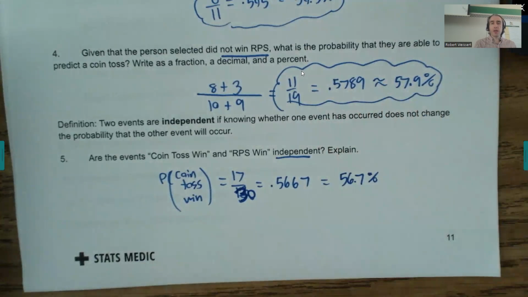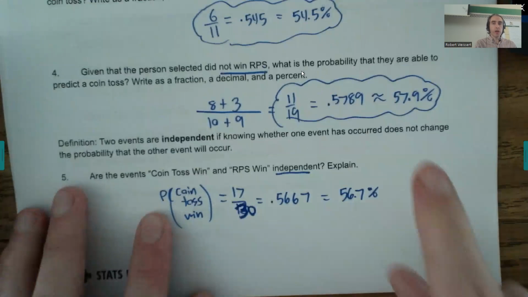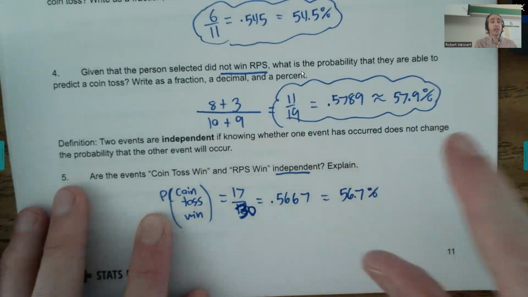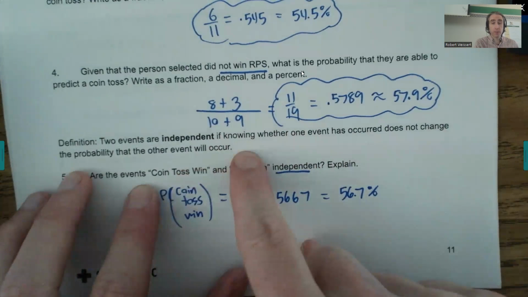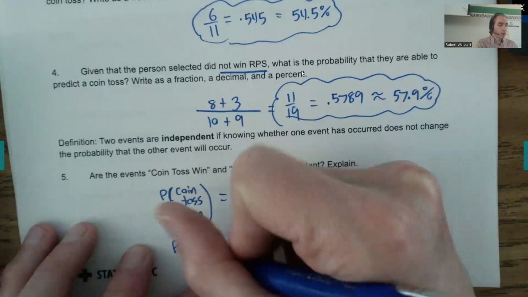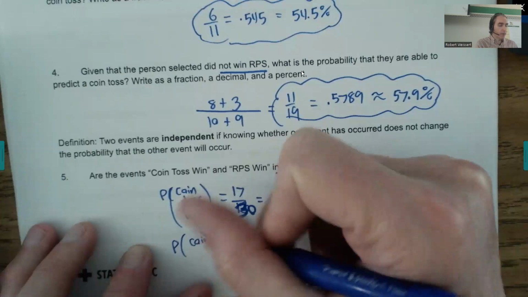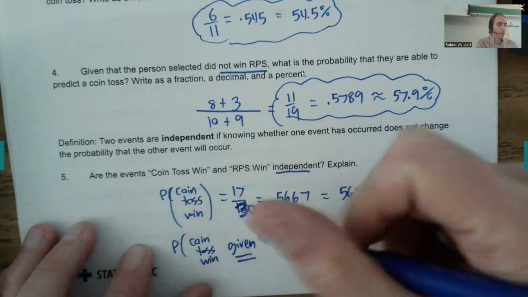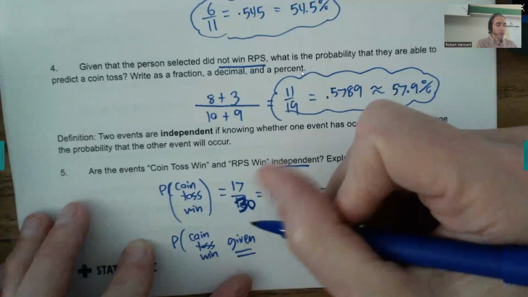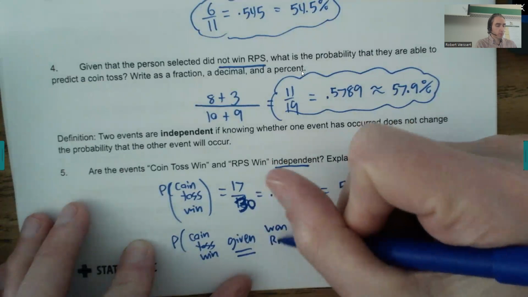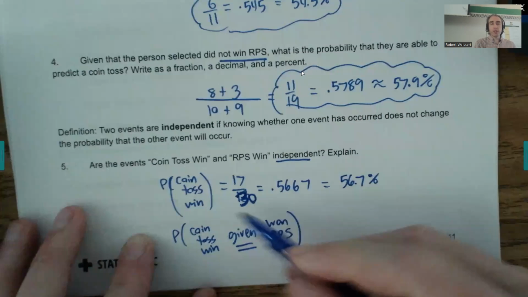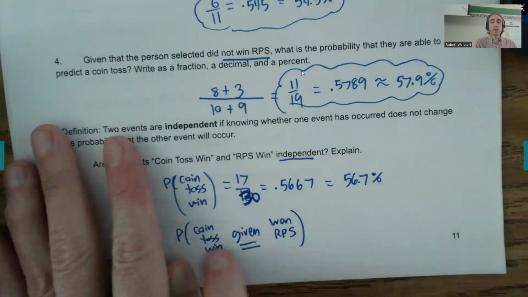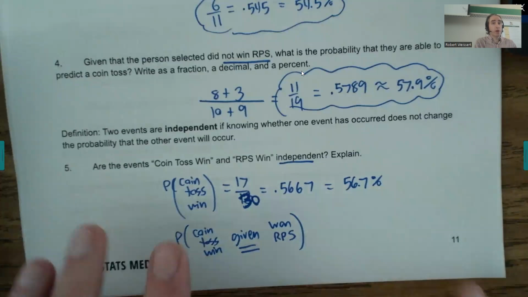Now, let's figure out what other number to compare it to. Again, two events are independent if knowing one event has occurred does not change the probability that the other event will occur. What that means is, well, is the probability of a coin toss winner given that they also won rock, paper, scissors. Now, there's a more formal symbol for given, but right now, just given that they won rock, paper, scissors, the likelihood of them winning the coin toss, if they are independent, should be the same probability.